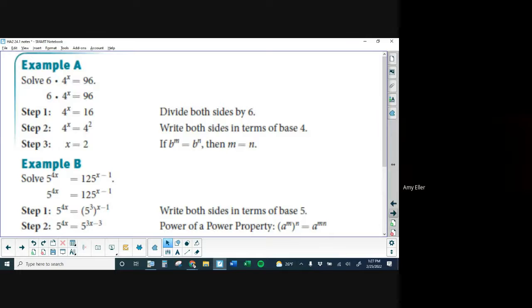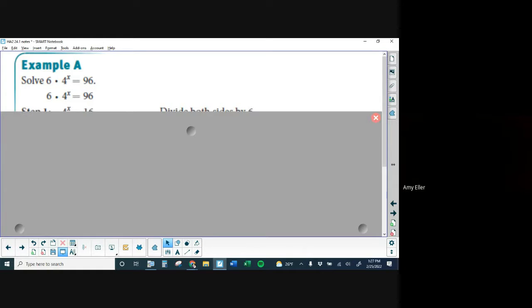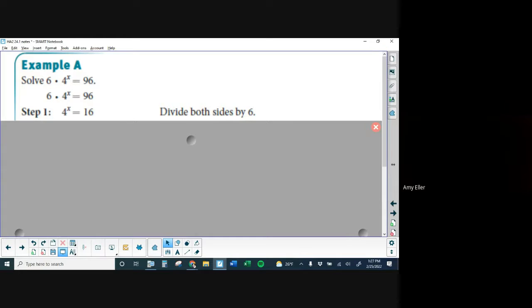So look up here. These are done in your book. I'm going to walk through how to do them. I would look up here instead of your book, but it's up to you. Here's the problem. 6 times 4 to the x equals 96. If there's any adding, subtracting, multiplying, dividing going on outside of the exponent, you need to get rid of that. So we want the base and the exponent by itself. So we want to get rid of 6, of course, it's being multiplied. So you divide by 6 on both sides. Now the exponent is by itself.